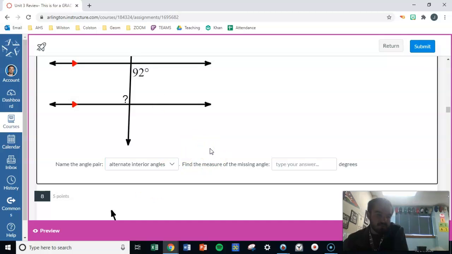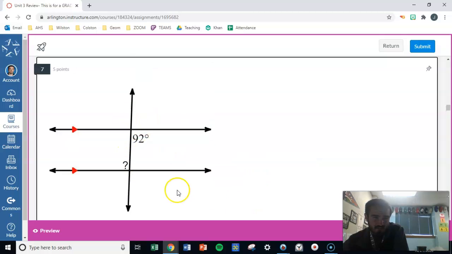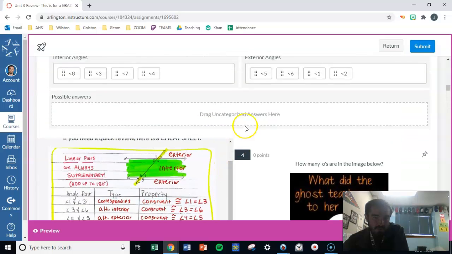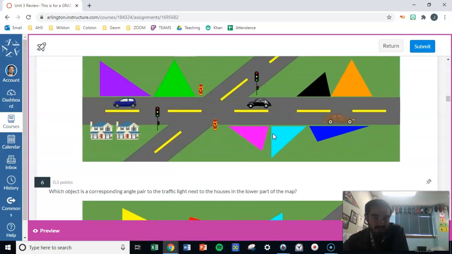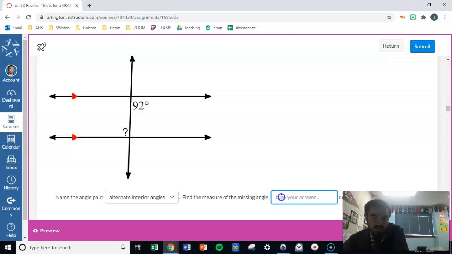And if you're like, oh man, Mr. Colston, I know they're alternate interior angles, but I don't know how to find the measure of the missing angle. I have no idea where to start. Well, on your test, you could literally have this review open and go back up here and say alternate interior angles, well, those are congruent to each other. So I'm just going to set them equal to each other. So 92 equals this angle. So what's the measure of my missing angle? Well, just 92.